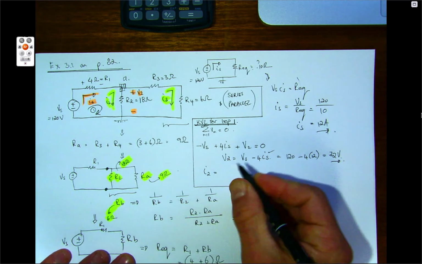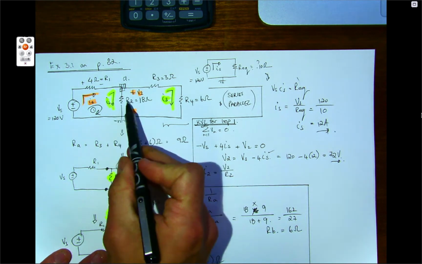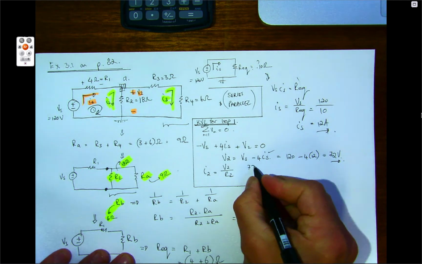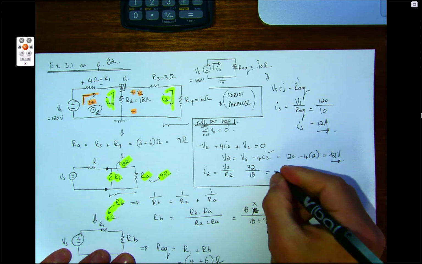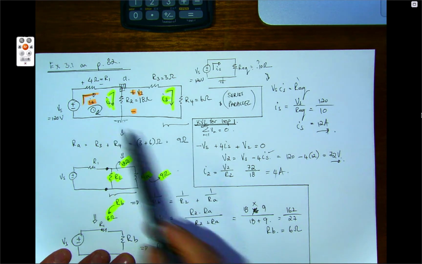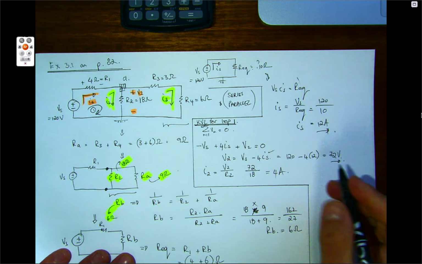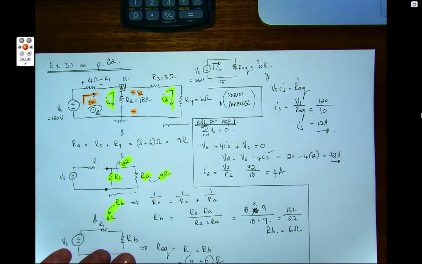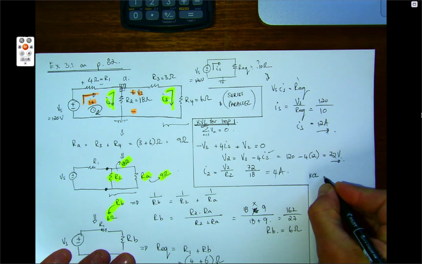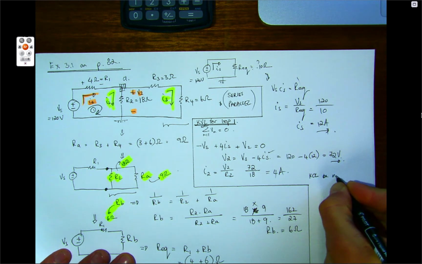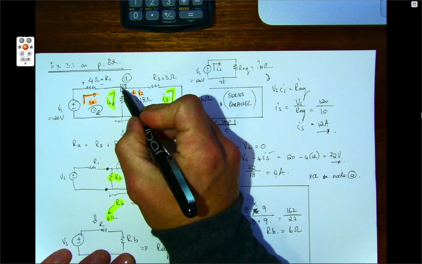So I2 is just V2 over R2 by using Ohm's law in this part of the circuit. And this gives us 72 divided by 18. So I2 is 4 ampere flowing there. Okay. Now, how am I going to get I3? To get I3, I'm going to apply Kirchoff's current law on node A. This is node A over here, as shown there.